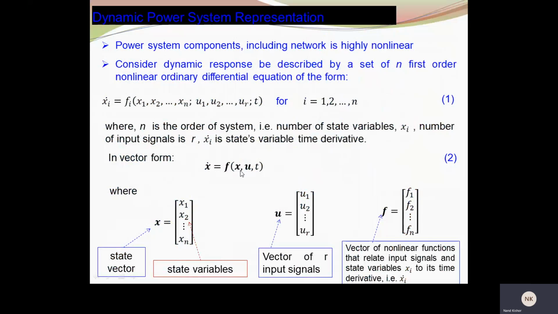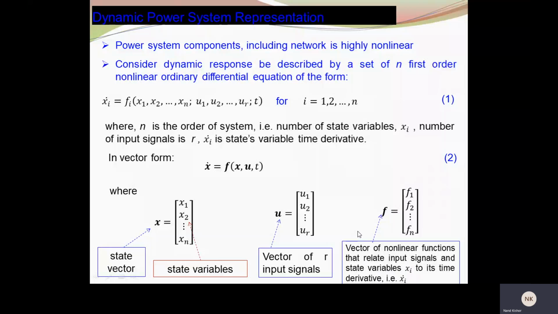Now in vector form, we can represent them by equation 2, where you have the state vector given as a vector of state variables. Then you have a vector u, the control vector of input control signals, u1, u2, up to ur, and you also have a vector of nonlinear functions which relate the input variables and the state variables to the time derivative.